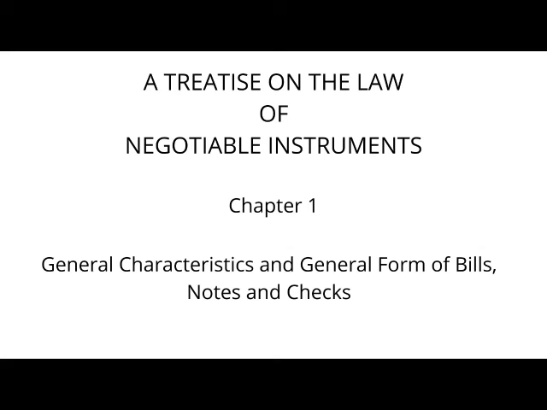Part 1. Negotiable Instruments. Chapter 1. General Characteristics and General Form of Bills, Notes and Checks. Section 1. Introductory. The most common forms of commercial paper used today in commercial transactions are promissory notes, bills of exchange and bank checks. At present these constitute the medium of exchange for about 90% of all commercial transactions.